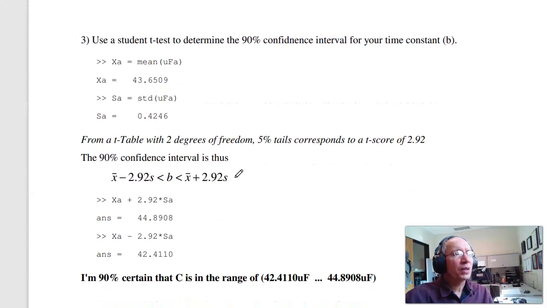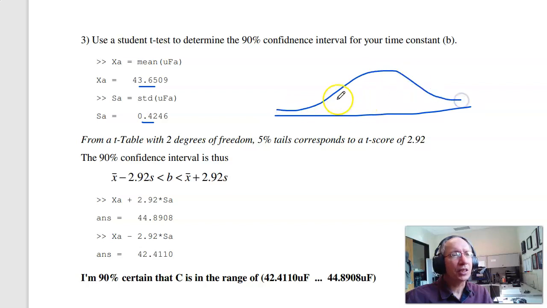Problem 3 is now find a 90% confidence interval. So I've got 3 data points. It's got a mean, has a standard deviation. From StatTrack or t-table, if I have a sample size of 3, meaning 2 degrees of freedom, if I want 5% tails, again, here's what your distribution looks like. I want this tail to be 5%. I want this tail to be 5%, leaving 90% in the middle.